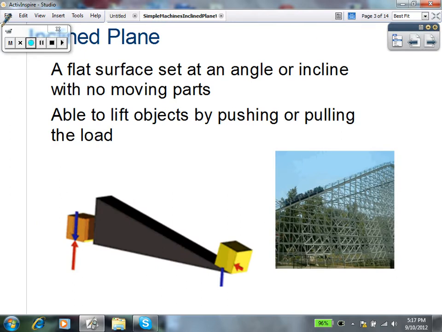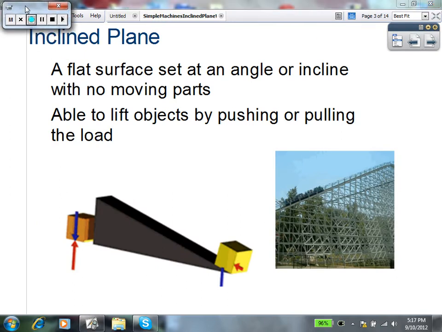So an inclined plane, let's move this out of the way so you can see. Inclined plane is a flat surface. It's set at an angle or an incline, and it has no moving parts. What you do is you can lift these objects up by pushing it up this incline or by pulling it up the incline. So instead of lifting the box directly up, you can get to the same point by pushing it up the incline and then using the weight supported by the incline to take up some of the load.